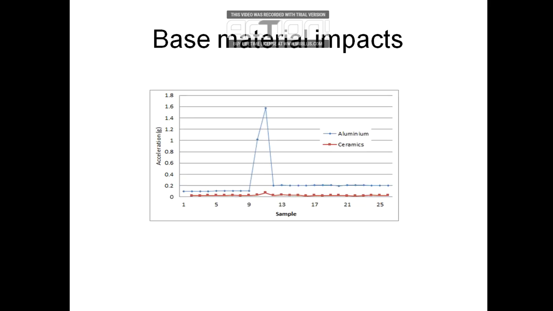And the impact of the base material, we can see here that the aluminum sheet exerts higher detected vibration than the ceramic material. So the more vibrating material produces higher vibration amplitude.